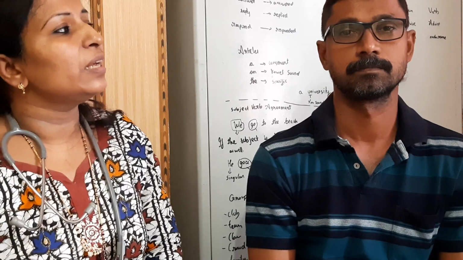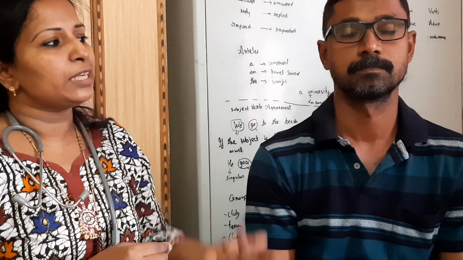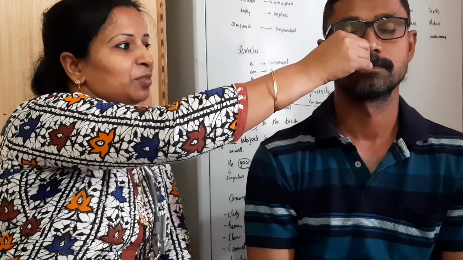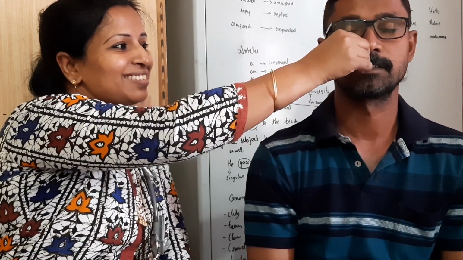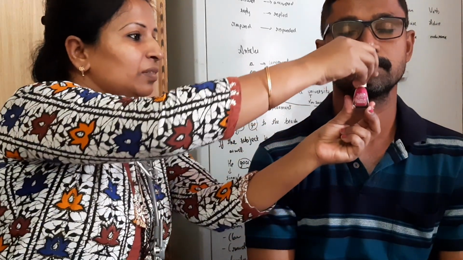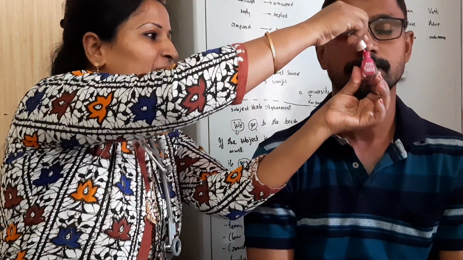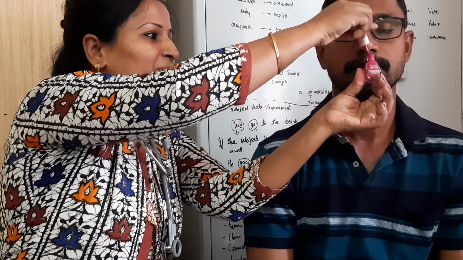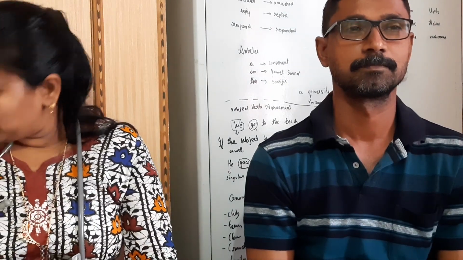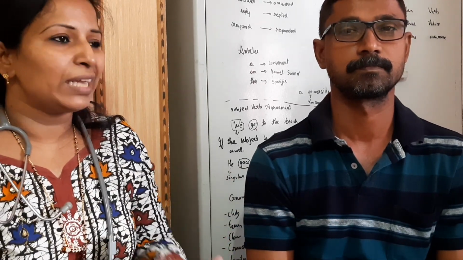Can you please close the eyes? I will give you some objects that you should identify with the help of the smell. Can you smell it? What is this? Talcum powder. Okay, correct. And the next one. Can you smell it? What is this? Nail polish. Okay, as he could differentiate the two smells, the cranial nerve is intact. That is olfactory, the nerve is intact.